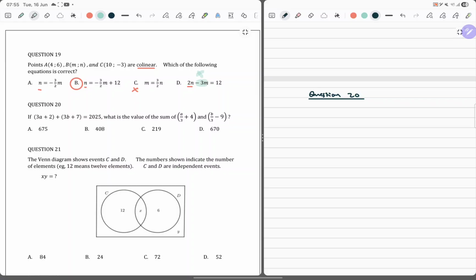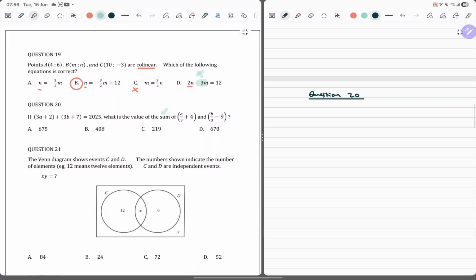Question 20 says: if 3a plus 2 plus 3b plus 7 is equal to 25, what is the value of a over 3 plus 4 and, by the way, this is the sum, and b over 3 minus 9?